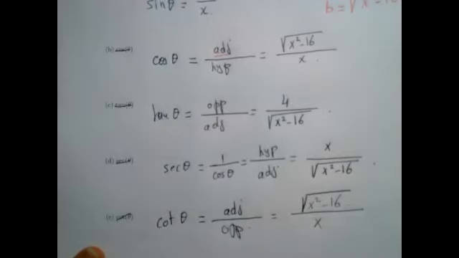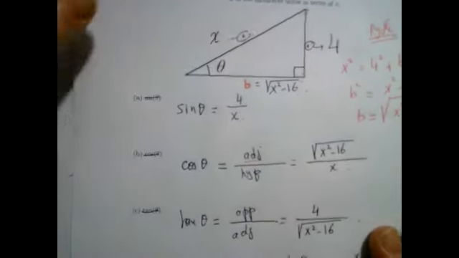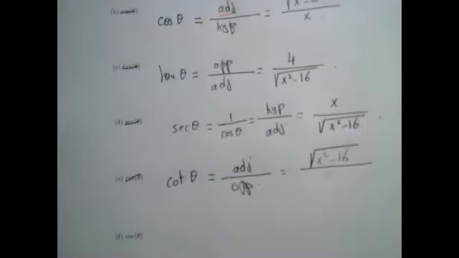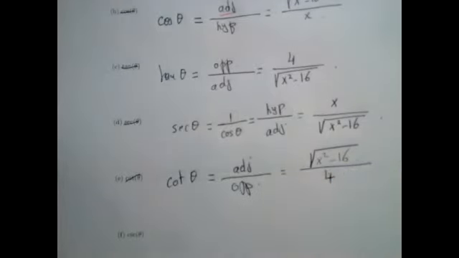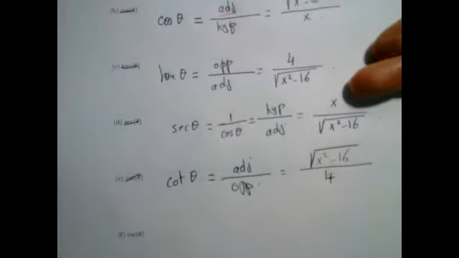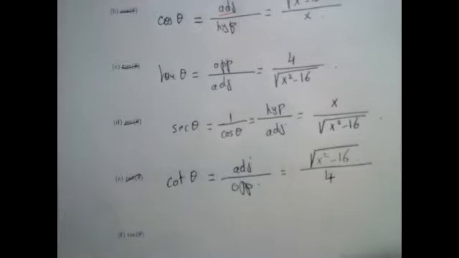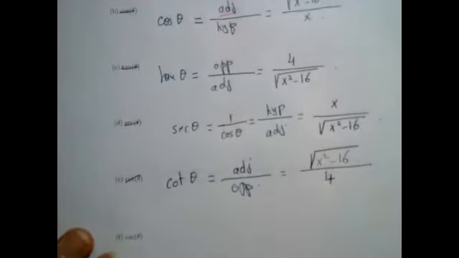So that one is not right. It's the adjacent over the opposite. The adjacent is the square root, the opposite is 4, so that's going to be the square root of x squared minus 16 divided by 4. You take the tangent and you flip it. So go over the definitions very, very carefully. They are on the formula sheet I gave you, so you guys remember.